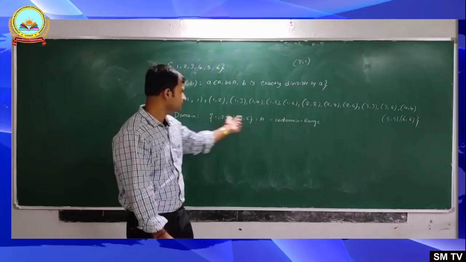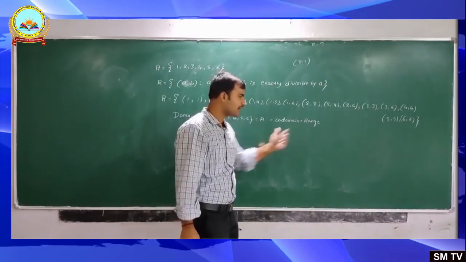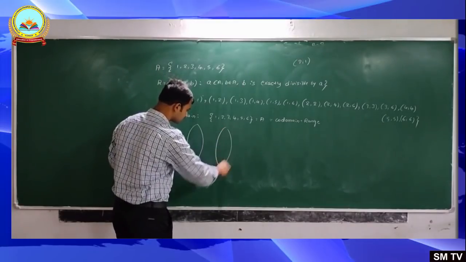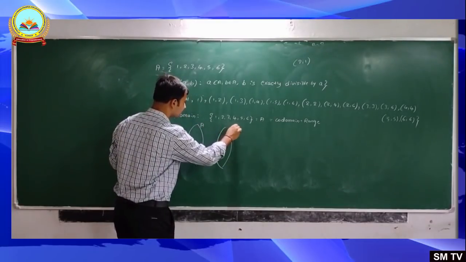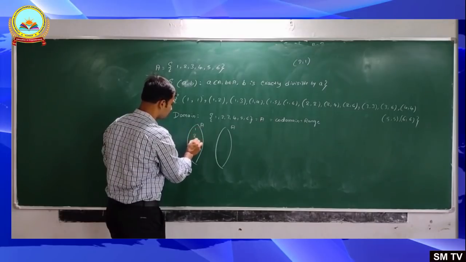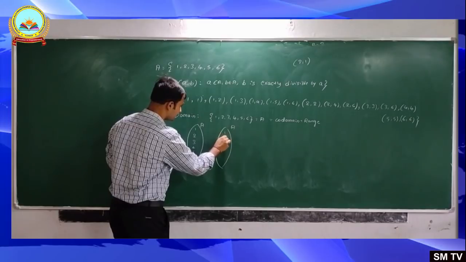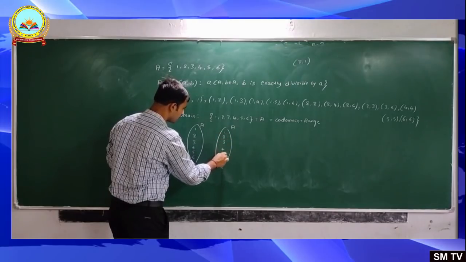So domain, codomain, range all are same. Okay, so next arrow diagram. This is A, this is also A. 1, 2, 3, 4, 5, 6. 1, 2, 3, 4, 5, 6.